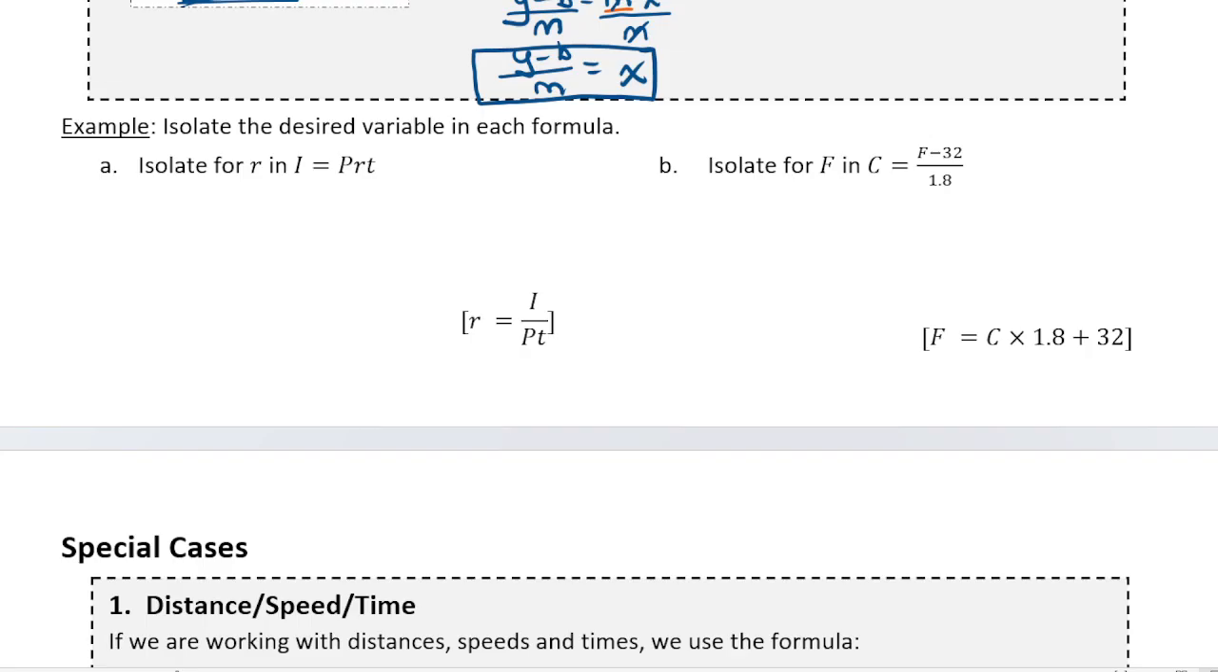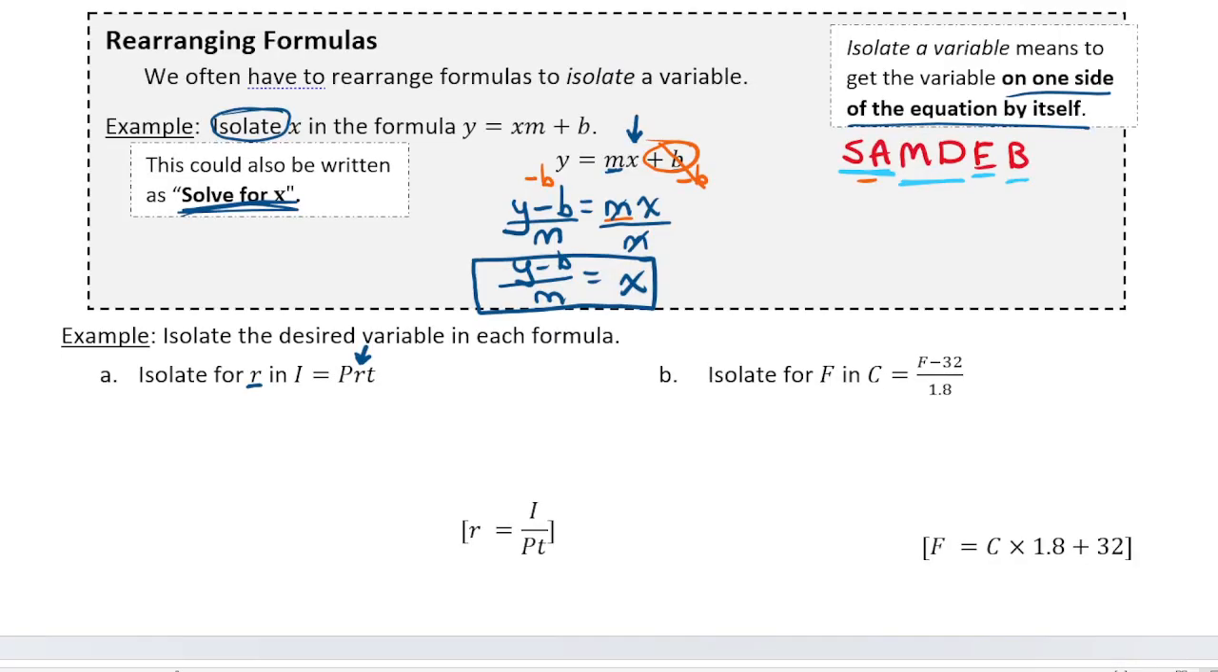So here's an equation for simple interest. We'll look at this in more detail in a minute. I is equal to PRT, and I want to isolate it for r. So I'm going to get r all by itself. So look at my SAMDEB. I need to get rid of things in the opposite order. P is multiplying and T is multiplying. They're both multiplying by my r because they're touching. Anything in math that's touching is multiplying. So there's no adding, subtracting, and then it's multiplying, dividing, and we do that left to right.